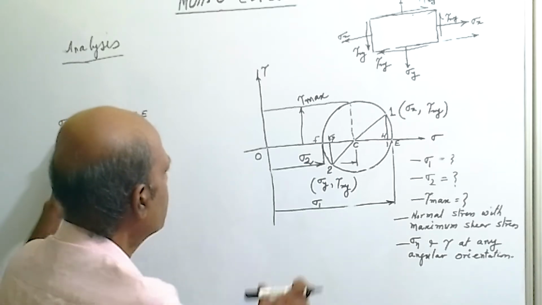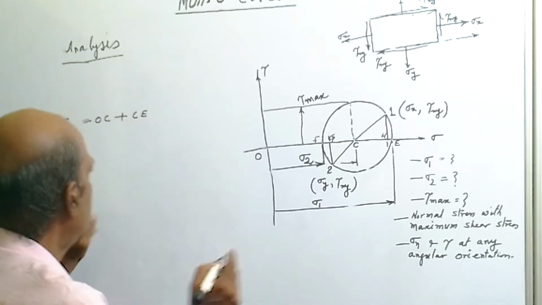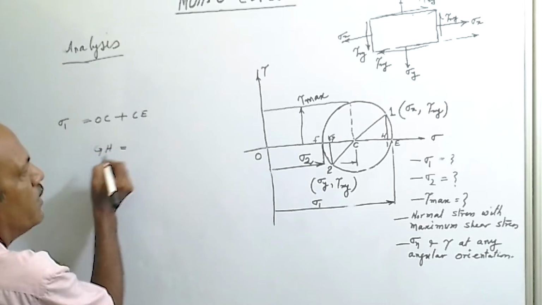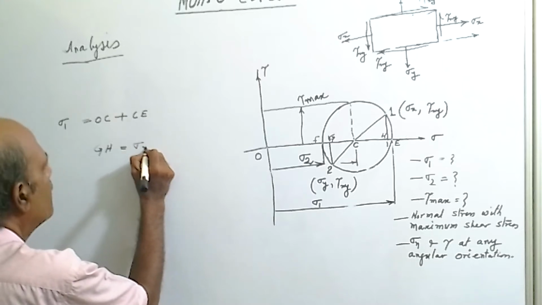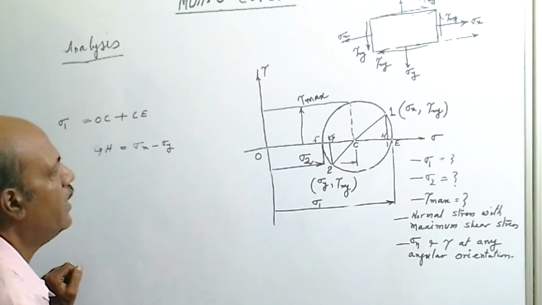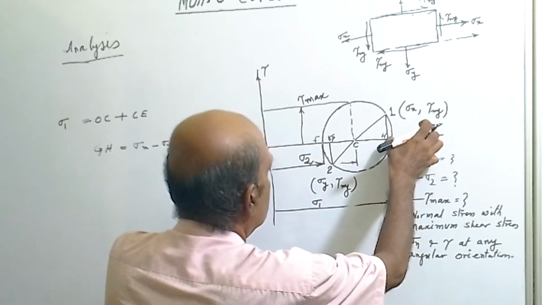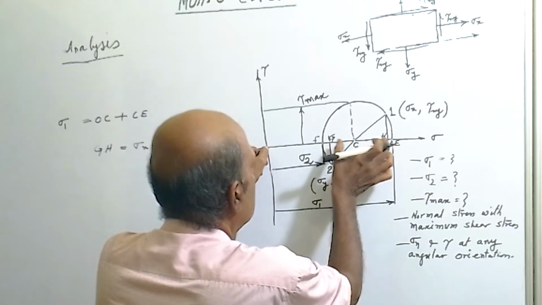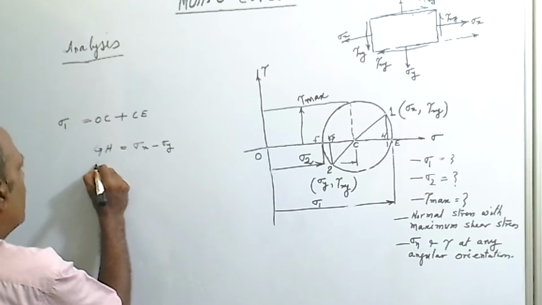So sigma 1 is given by OC plus CE. Now if we find GH, what is the GH value? GH will be equal to sigma x minus sigma y, right? From the origin to this value is sigma x, and from the origin to this value is sigma y. So this value from G to H will be... now what is the CH value?